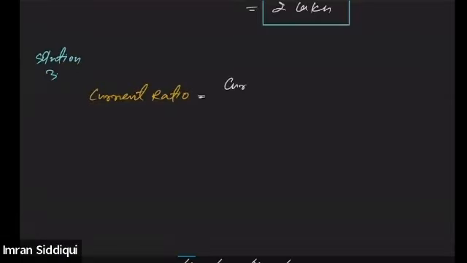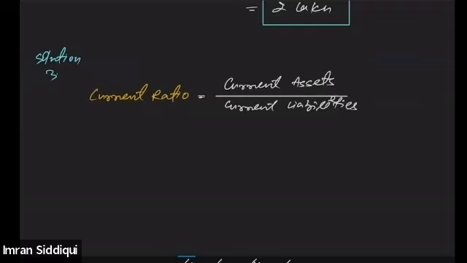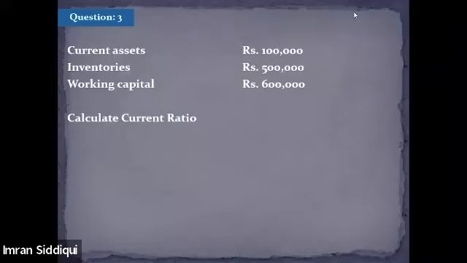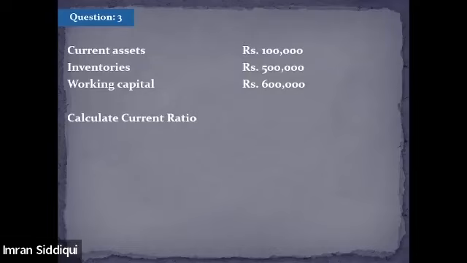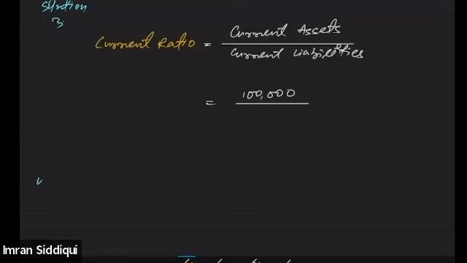So current ratio is current asset divided by current liability. The current asset is already given in the question, 1 lakh. But current liabilities are not given. So to find out the current liability, what can we do? We have been provided with the working capital. Any idea what we can do to find out the current liability?